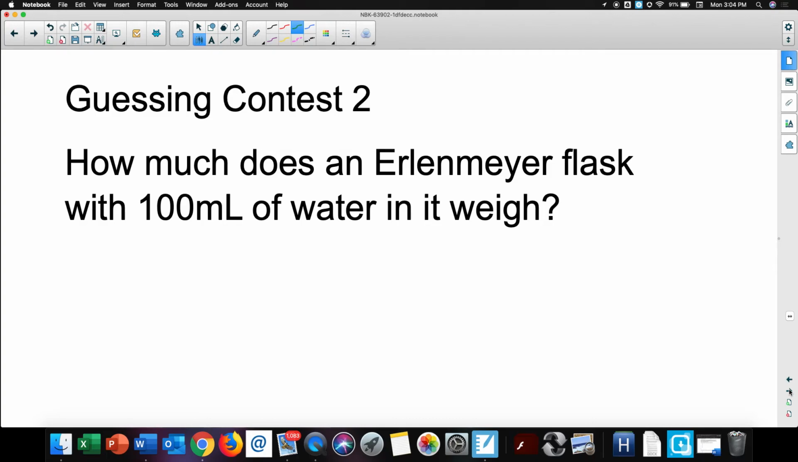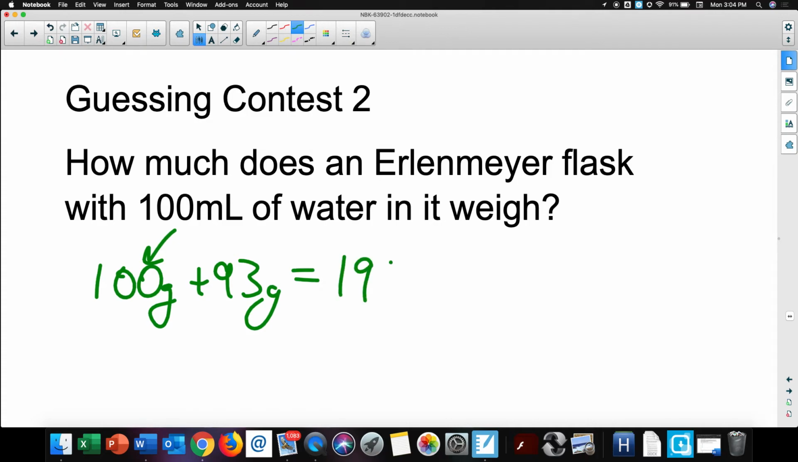Let's say it all at once here. 1, 2, 3. 190. This one says 191 right now, but the point is that it was easy to guess. Okay? It was easy to get a good ballpark figure that if you have 100 milliliters, that's 100 grams, plus 93 grams is going to be around 190 grams. We got 191. I may not have measured my volume precisely. Smile and nod, easy to do.